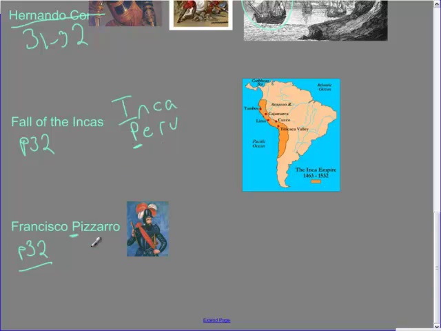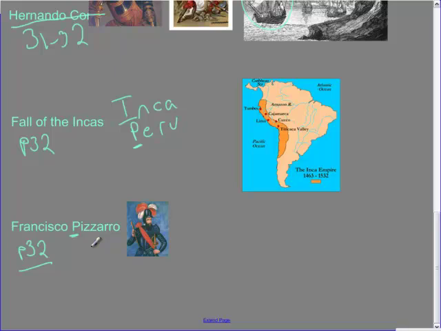So Francisco Pizarro follows kind of the same path that Cortez does. The emperor of the Incas brings him gifts, in hopes that they'll just kind of go away. Like, here's some gold, please go away. But they just go, oh, you have gold, we want to kill you now even more. And it kind of backfires on them.